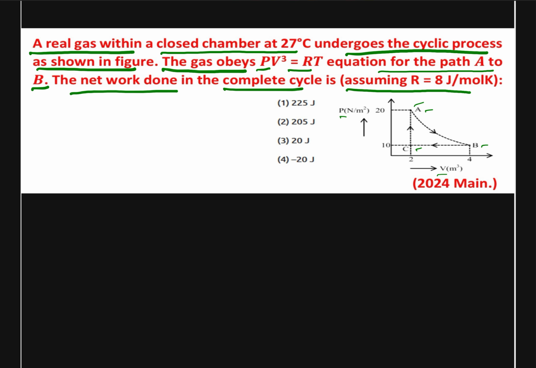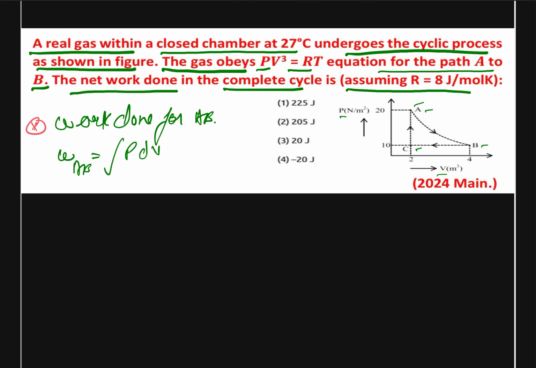So for individual paths we can just find out their individual work done, like work done for AB, work done for BC and work done for CA, and add them, and we are going to get the answer. Let us start with AB. So we can say work done for AB, that is WAB, will be integration PdV.